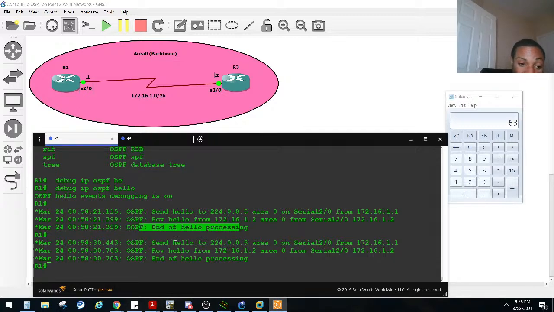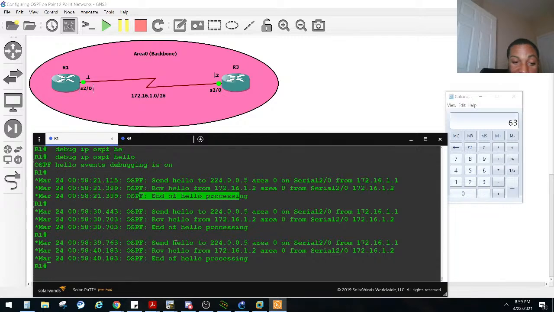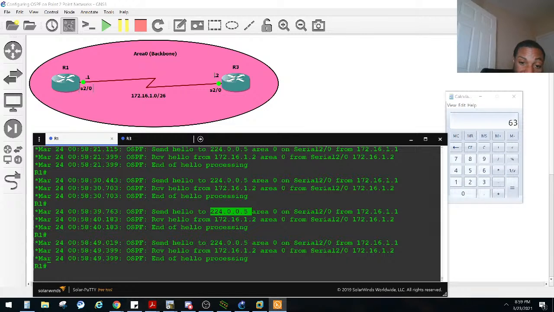10 seconds. 2, 3, 4, 5 Mississippi, 6, 7, 8, 9, 10 Mississippi. Y'all see that? And that's what we did right there. So we're saying hello to the old guy down the block. And we notice, it says here, what is this IP address right here? 224.0.0.5. Y'all know what that is?